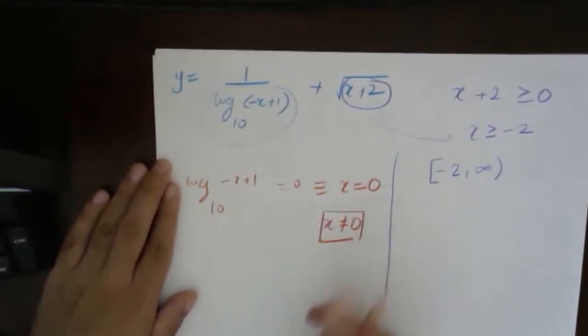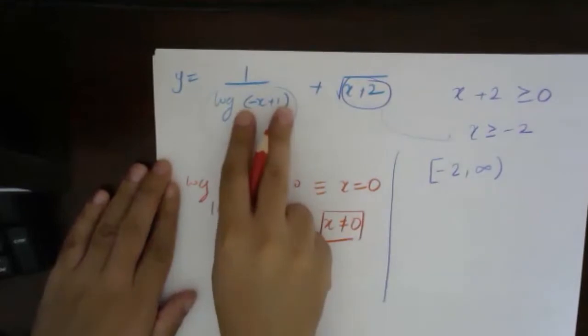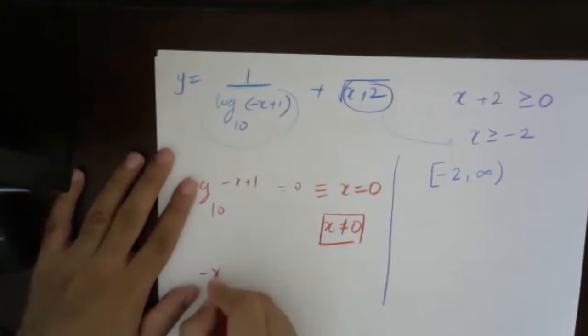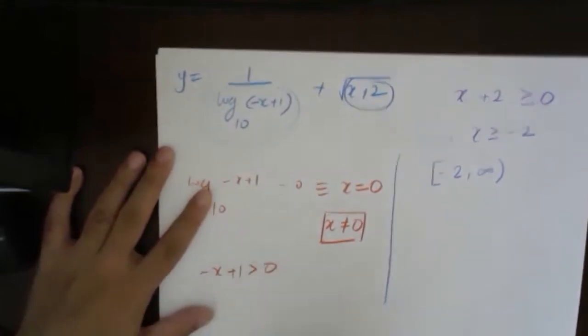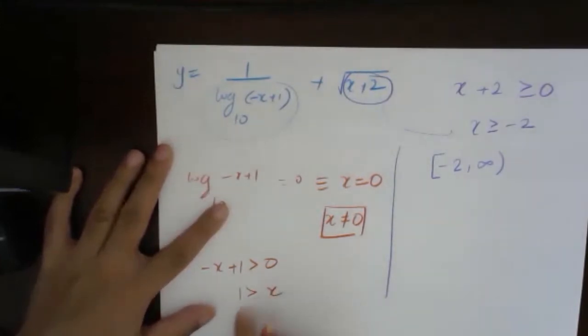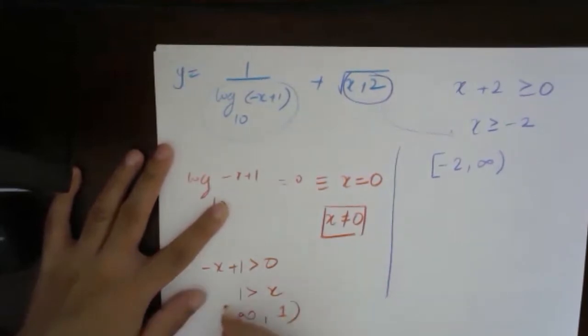First thing, right? Now the second part is that whatever is inside the log should be greater than 0, right? So minus x plus 1 should be greater than 0. That means x should be less than 1, right? So x is less than 1. So from this part we are getting minus infinity to 1. Here 1 is not included.